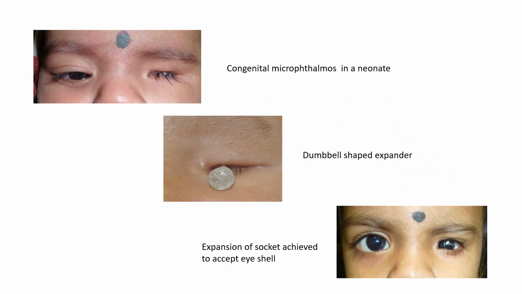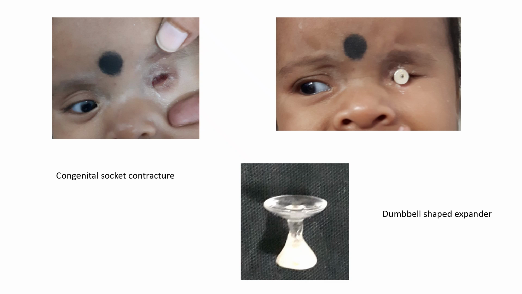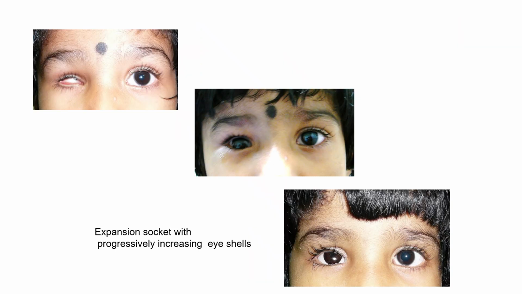Congenital microphthalmos in a neonate. A dumbbell-shaped expander, expansion of socket achieved to accept eye shell. Congenital socket contracture, a dumbbell-shaped expander is being used. Expansion of the socket with progressively increasing eye shells.